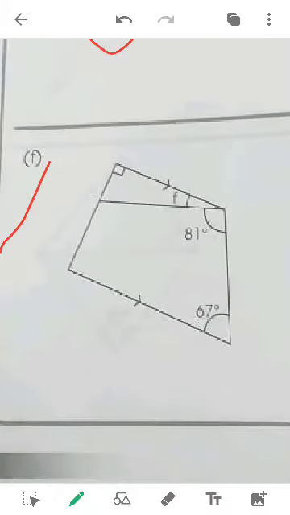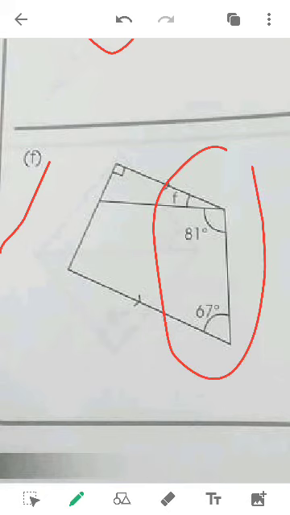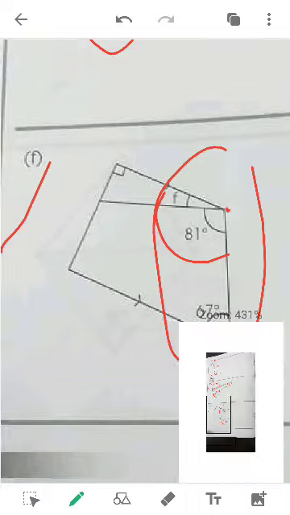In this part you can see this line is one of the non-parallel lines, so the sum of these two angles will be the angle on this point, meaning F plus 81, and 67 from this. So all three will sum up to make 180 degrees. You can calculate F from there.